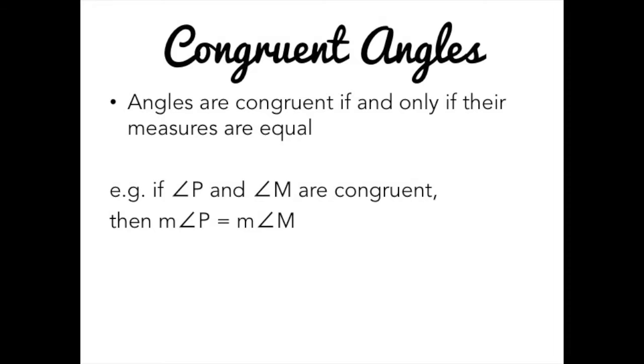As mentioned by Shingen, our main topic today will be congruent angles. Angles are congruent if and only if their measures are equal. For example, if angle B and angle M are congruent, then the measure of angle B is equal to the measure of angle M.